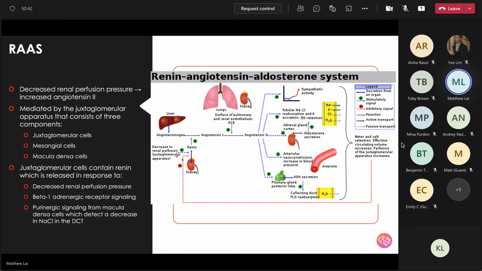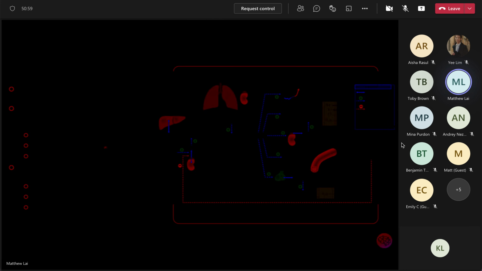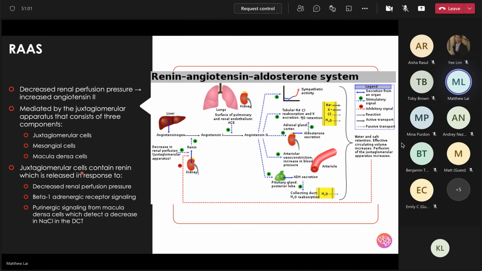But the important thing you really need to take away is that decreased blood flow to the kidney results in increased renin, which results in increased angiotensin II. That's a big thing to remember. And this effect is mediated by the juxtaglomerular apparatus. Essentially, your juxtaglomerular cells contain renin, which is released in response to a couple of things: decreased renal perfusion pressure, beta-1 adrenergic receptor signaling, and purinergic signaling from the macula densa cells.